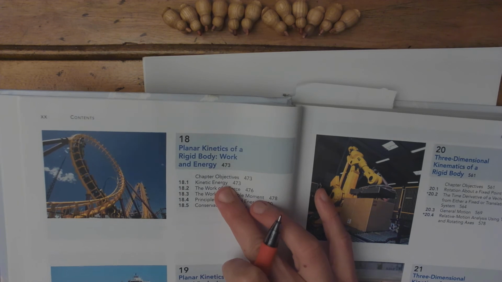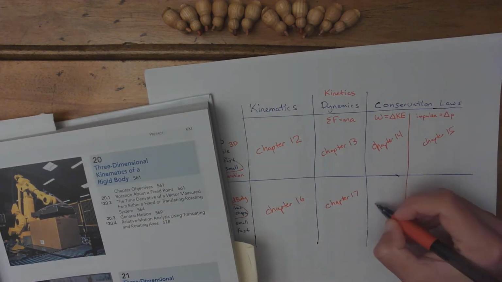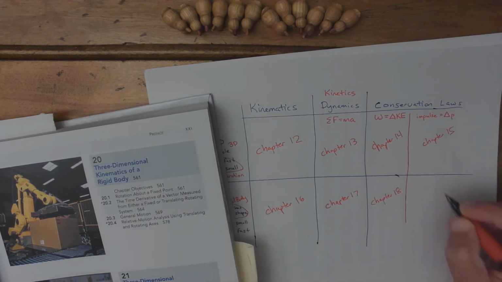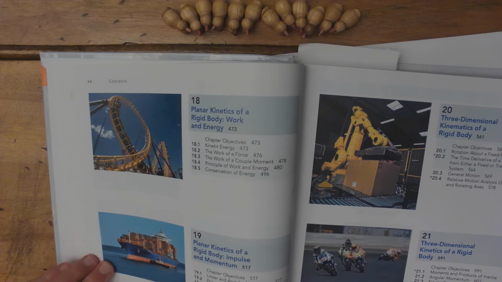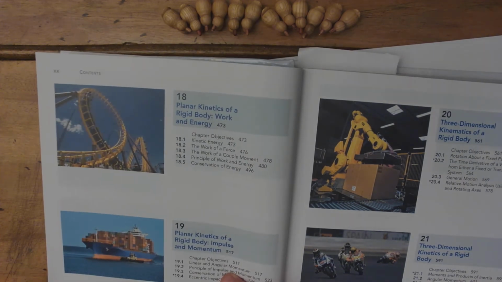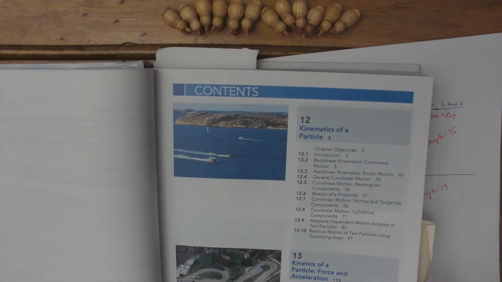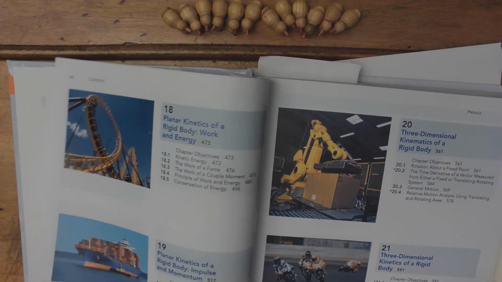So chapter 18 is rigid bodies, work, and energy. So this is chapter 18. And chapter 19, impulse momentum for rigid bodies. Notice that there's 4 sections here, there's 5 sections here, and we started off with 10 sections in chapter 12. So we are going to be spending less time on the final 2 chapters.